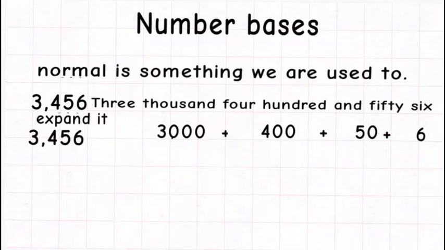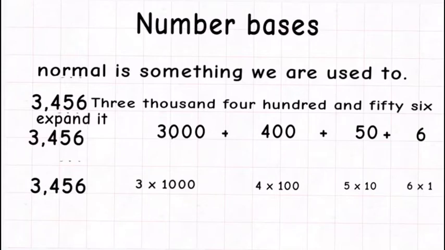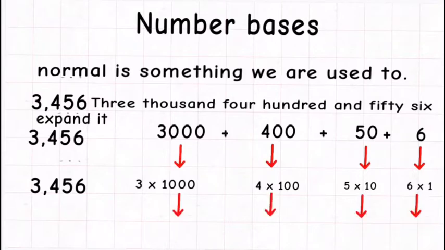We can expand that and get 3,000 plus 400 plus 50 plus 6, and that gives us 3,456. We can further expand it. Instead of writing 3,000, we can write 3 times 1,000, 4 times 100, 5 times 10, and 6 times 1. Just because 3,000 is the same as 3 times 1,000, 400 is the same as 4 times 100, 50 is the same as 5 times 10, and 6 is the same as 6 times 1.